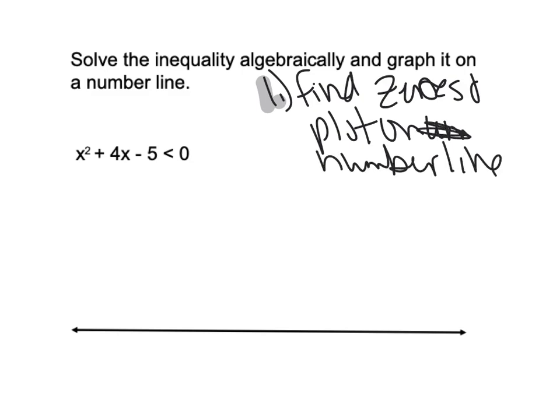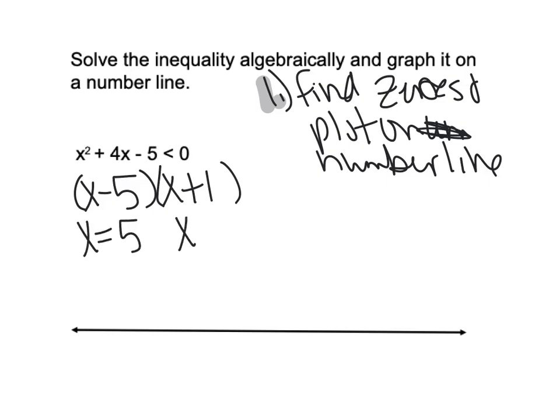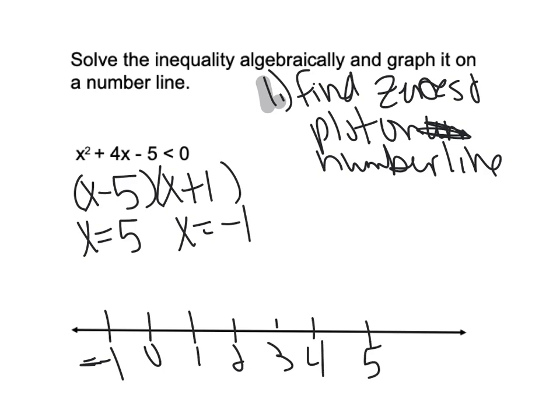All right, so if we look, x squared plus 4x minus 5, need something that multiplies together to be negative 5, adds together to be positive 4. So I'm going to have x minus 5 and x plus 1, which means my two critical points are at 5 and negative 1. So if I got negative 1, 0, 1, 2, 3, 4, 5. And they are going to be open dots at negative 1 and negative 5.